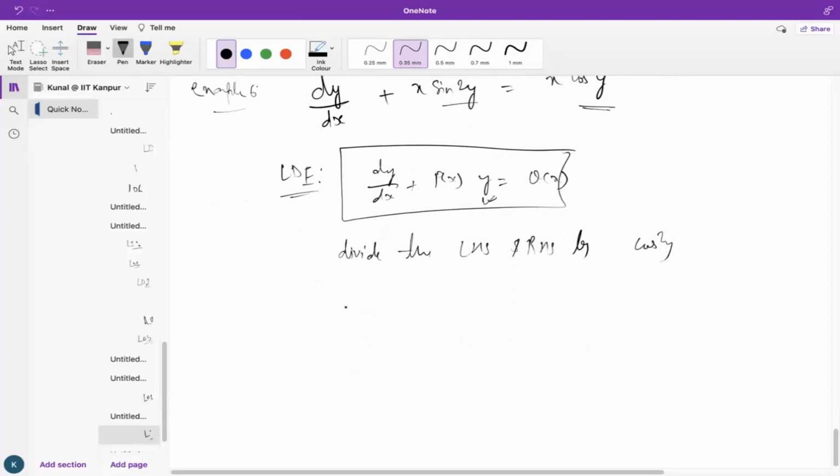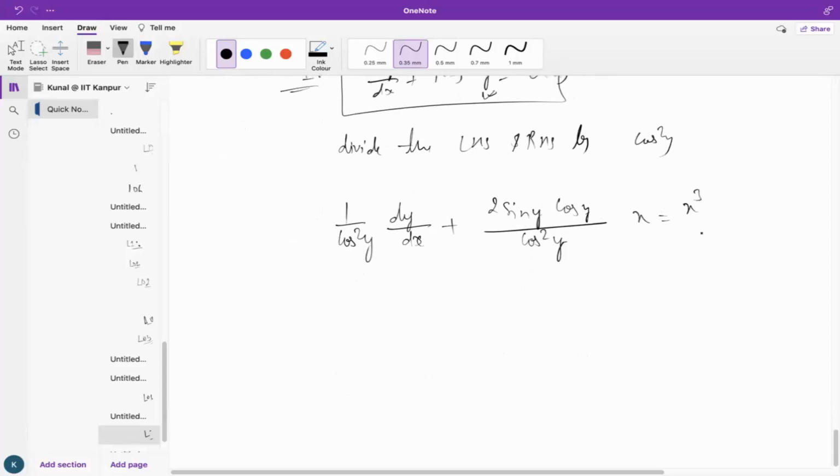So what will we get here? Look, we get 1 by cos square y dy by dx plus, we can write sin 2y as 2 sin y cos y. So 2 sin y cos y by cos square y into x is equal to x cube. Here we get Q as a function of x, right? So let me solve it here. We get 1 by cos square y dy by dx plus 2 tan y into x is equal to x cube.